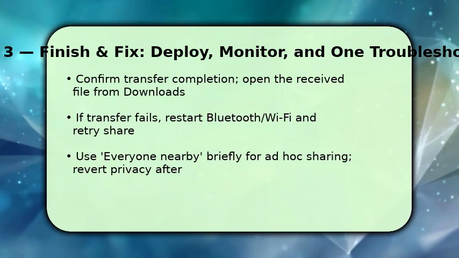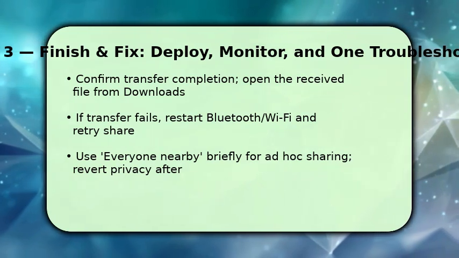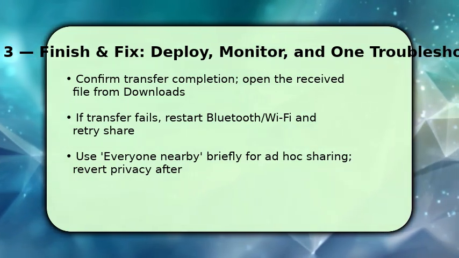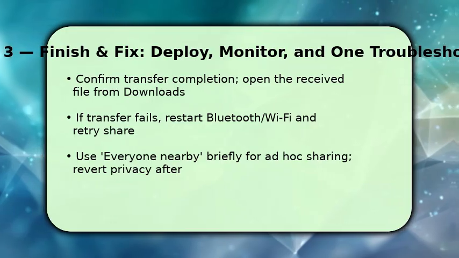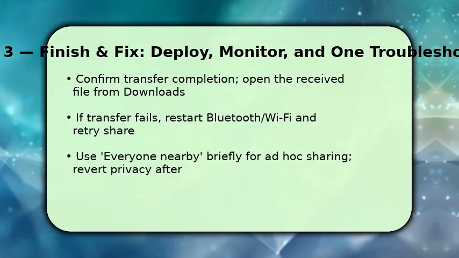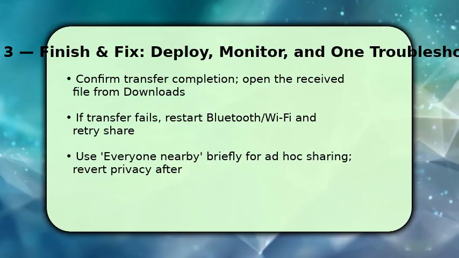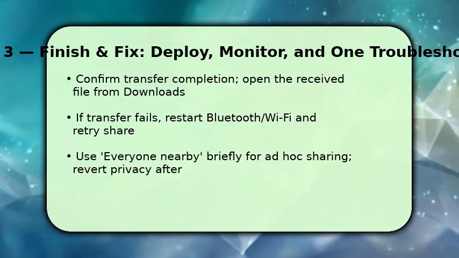You finish by checking the file in the receiver's Downloads folder and opening it to confirm integrity. Once done, disable Everyone Nearby if you enabled it temporarily. Make sure Nearby Sharing returns to your preferred privacy setting.